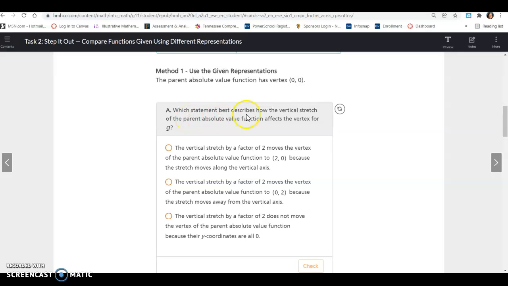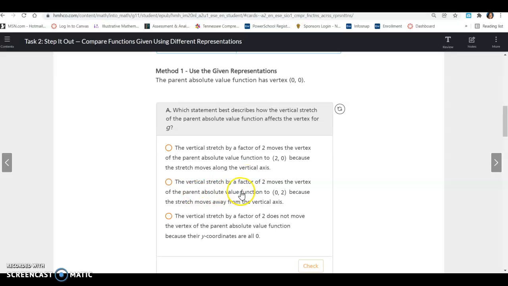All right, so which statement best describes how the vertical stretch of a parent absolute value function affects the vertex of g? Okay, so remember a vertical stretch would be your a value, so it makes it wider or narrower. So let's see what our choices are. The vertical stretch by a factor of 2 moves the vertex of the parent absolute value function to (2, 0) because the stretch moves along the vertical axis. Okay, so that's not true.